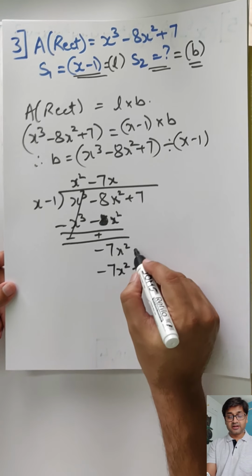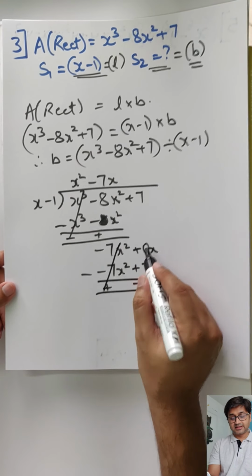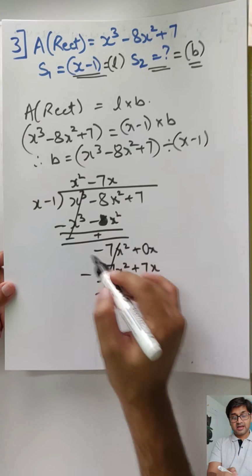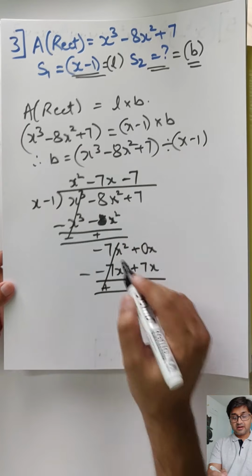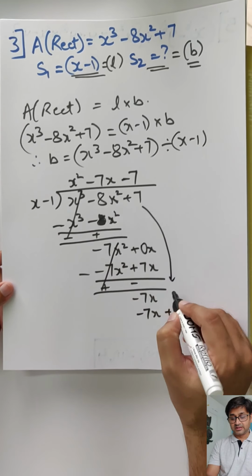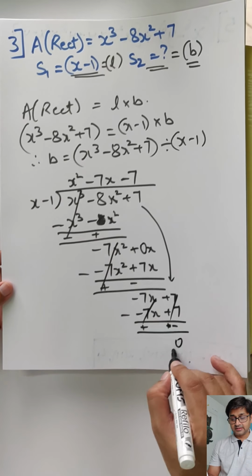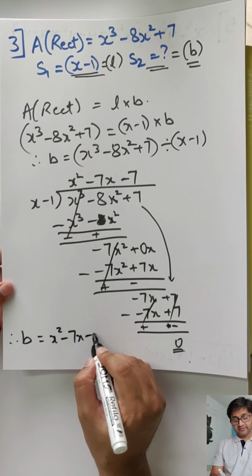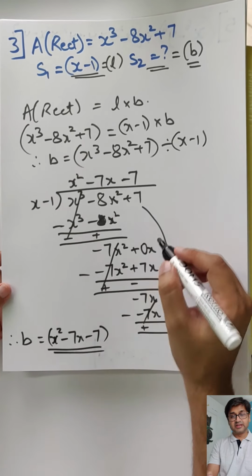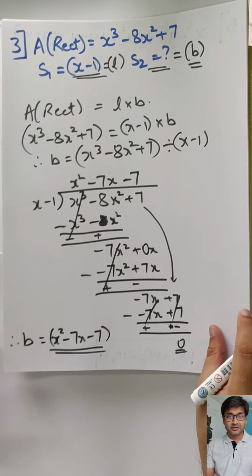This is only 7, I can't get it down, so you can write 0x or leave it, that's your choice. Plus minus cancels, minus 7x. X cancels, so minus 7 into x, minus 7x, minus plus 7. Now get this down, sign will change, cancels, 0. So therefore the breadth is equal to x square minus 7x minus 7, or you can say the other side is this. So basically you are using geometry along with algebraic expressions. Isn't that brilliant? Yeah, it is.